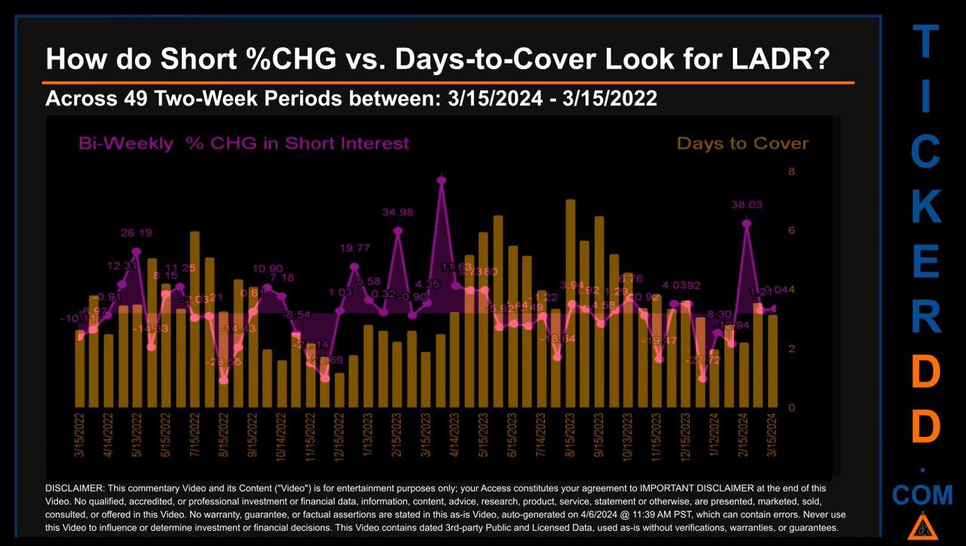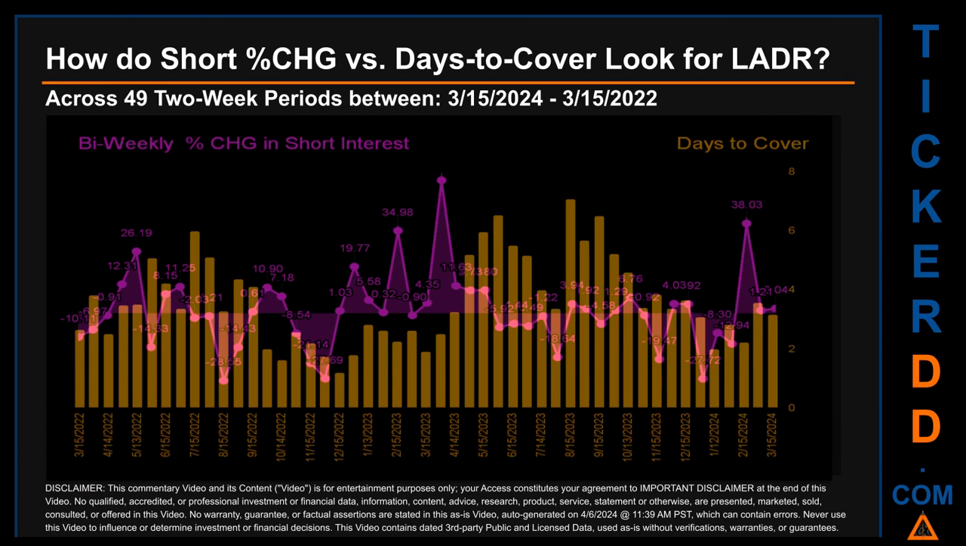Zooming out, I looked across 49 2-week snapshots, from latest found, March 15, 2024 to oldest found, March 15, 2022. In the graph, I overlaid bi-weekly percentage change in short interest against days to cover. Across these 49 2-week snapshots, the average percentage change of short interest was about 0.95%.